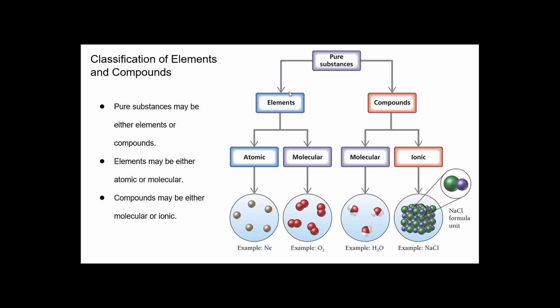Compounds, now this is where compounds are fixed ratios. We have molecular and we have ionic. Molecular is nonmetals joined together. H2O is a perfect example, in a specific ratio. Ionic is sodium chloride. I should say ionic is a metal and a non-metal joined together where there is a transfer of electrons. So there are charges that hold them together.